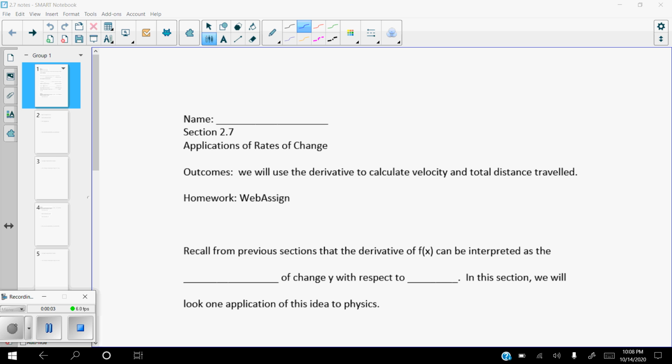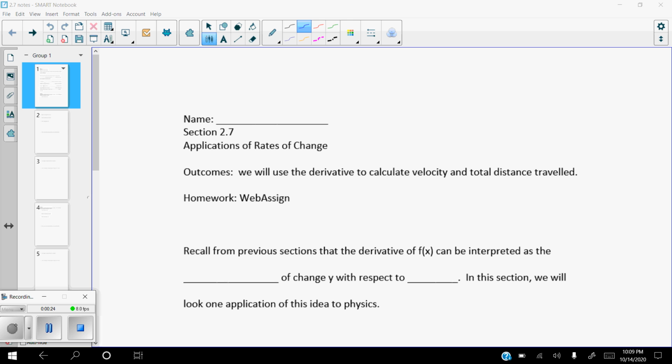Okay, we're in section 2.7. We're going to change it up just a little bit, and talk about one of the applications of rates of change. Technically, there are still a few more derivative rules that we need to cover, but it's really something that can be done after this section, so we're going to come back to it.